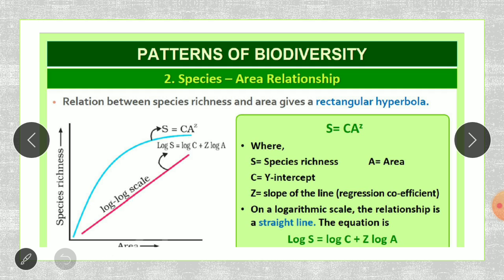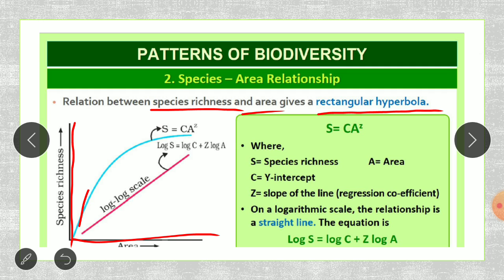Then, this relation between species richness and area. If we plot it onto a graph wherein the species richness is taken on one axis and the area is taken on the second axis, then it gives us a rectangular hyperbola. What do you mean by hyperbola? This is a hyperbola, you can see over here. It is a rectangular hyperbola. So when we plot the species richness against the area, we get a rectangular hyperbola.